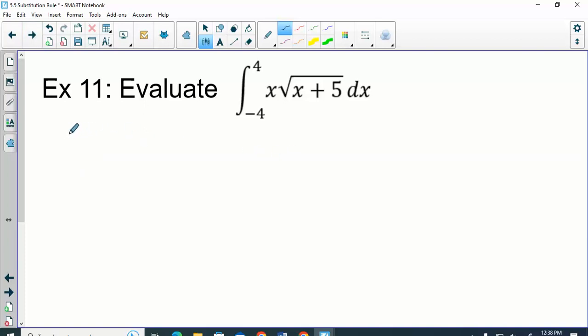Is there any way to do this without substitution? No, because we have x's multiplied together. So what should my u be? Du would be... yes. Okay. Well, that takes care of some of it. I've got my x plus 5. I have the dx. But the problem is we still have an x here. What am I going to do with that?